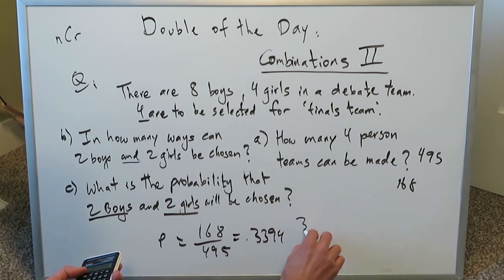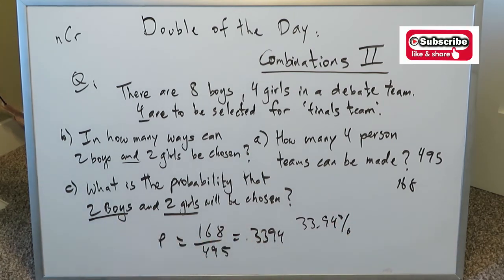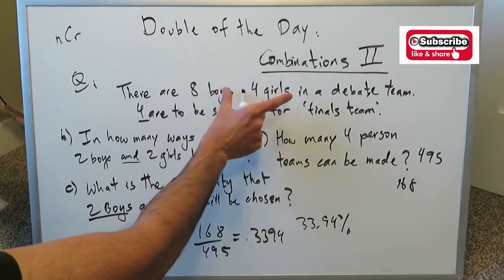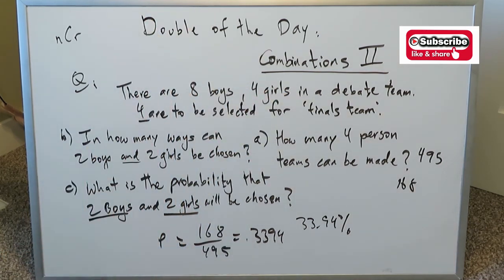0.3394, or you can say a 33.94% probability that you will select 2 boys and 2 girls to represent a 4-person team from a total of 12 students. And that wraps us up for this video.